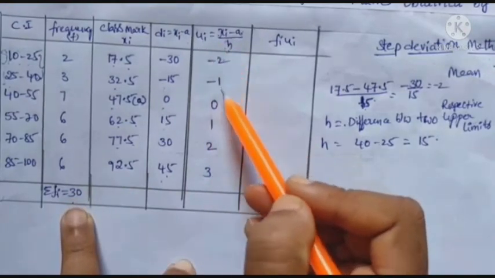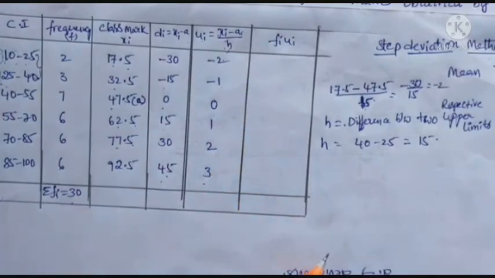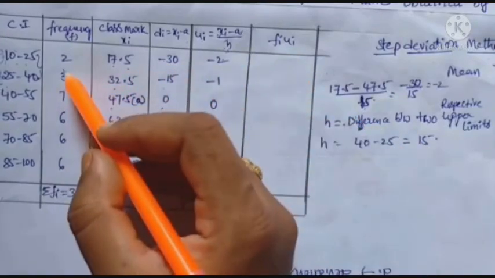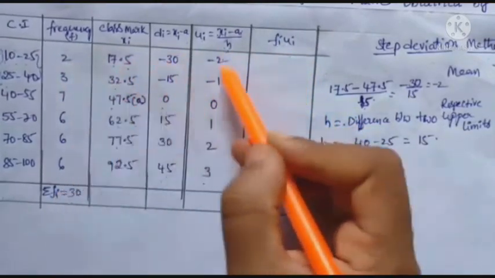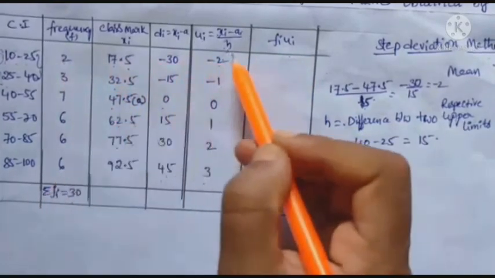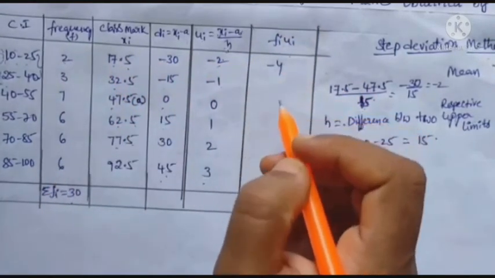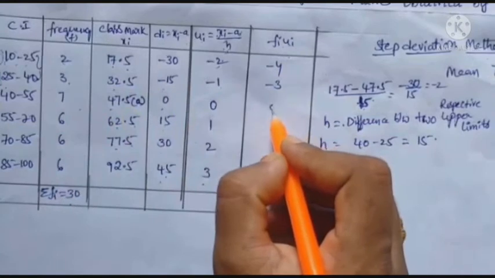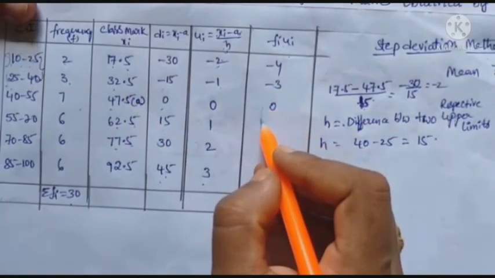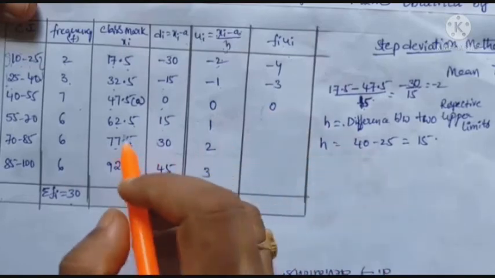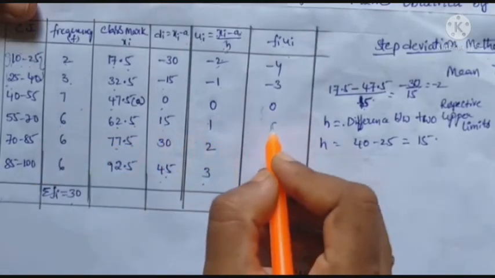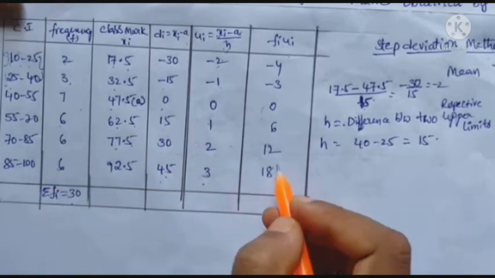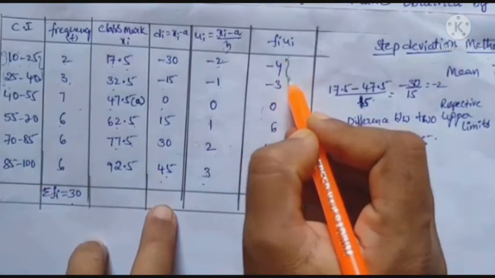The i values are minus 2, minus 1, 0, 1, 2, 3. So we have to find fi ui. fi 2, ui minus 2: 2 into minus 2 is minus 4. Next, 3 into minus 1 is minus 3. 7 into 0 is 0. Next, 6 into 1 is 6. Next, 6 twos are 12. Next, 6 threes are 18.